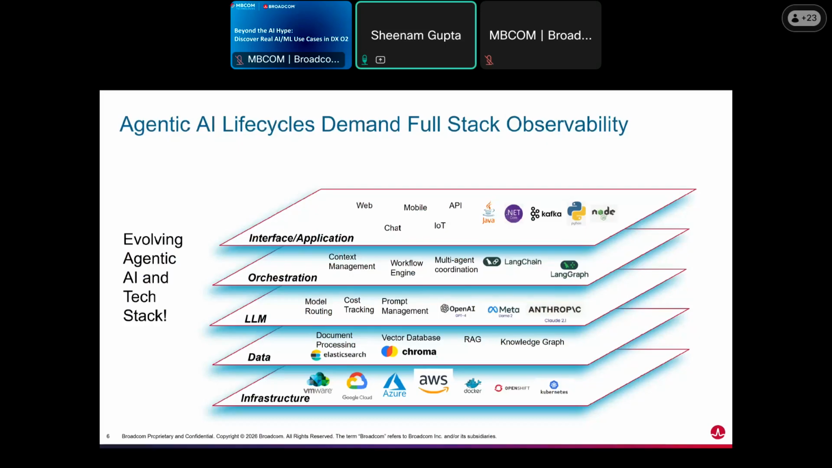Some of these layers have been known to us. For example, the infrastructure layer, the data layer. Yes, it has become more complex with vector databases and RAGs coming into the picture, but the data layer more or less has been around. The LLM layer and orchestration layer is where a lot of the agentic AI specific advancement is happening, right? And then the interface or the application layer is a layer which we have known for years.